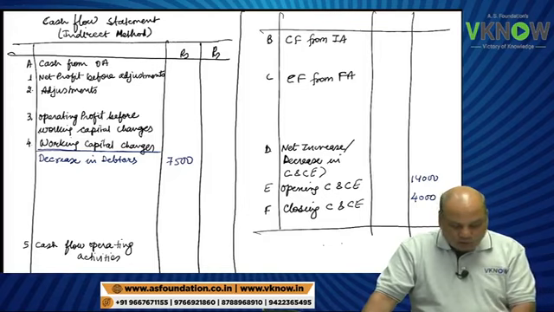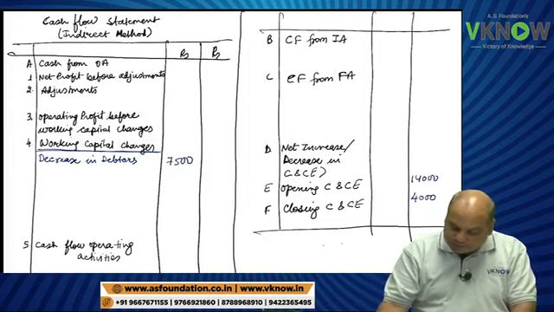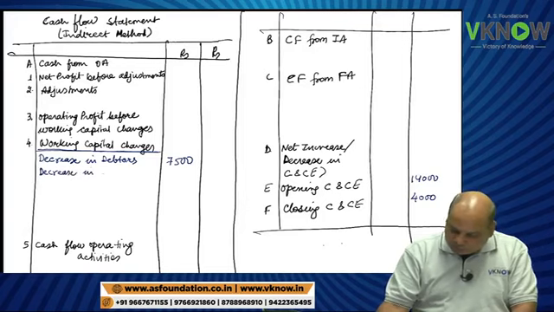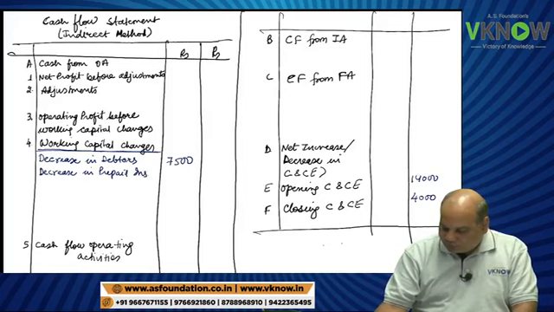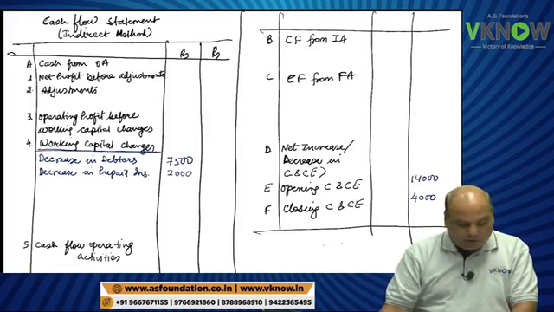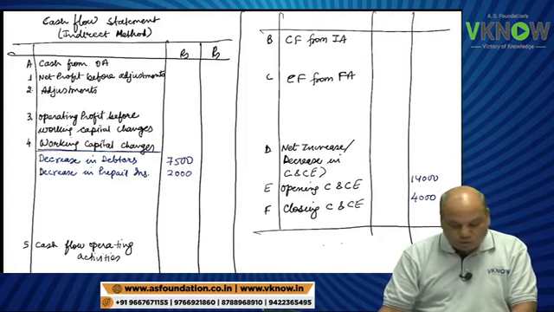And then prepaid insurance will also come here. Decrease in prepaid insurance. Decrease in current asset, increase in cash flow. 2,000 rupees, 7,000 minus 5,000.